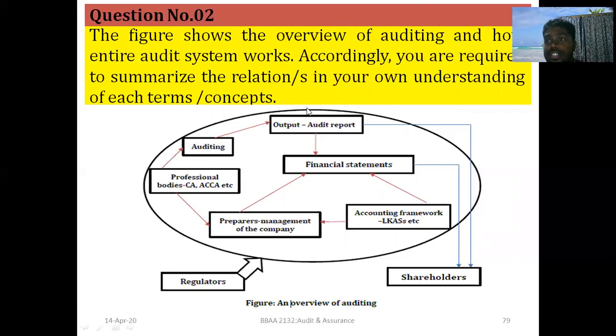This is a general question. Accordingly, you are required to summarize the relation or relations, in your own understanding, of each term or concept. This particular diagram is given. Actually, I got this question from that additional video. I already put the link in your LMS. I don't know whether you have watched those videos or not. In addition to my video lecture, you can see the other two links are there.